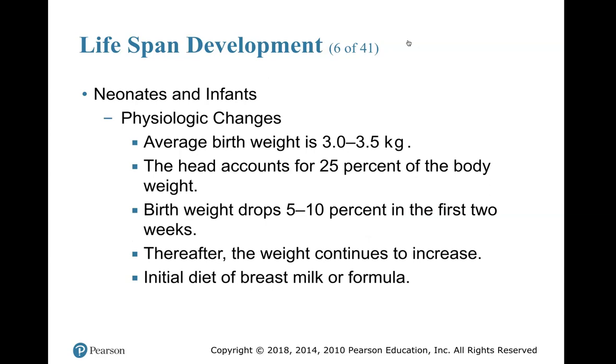Physiologic changes. Average birth weight is 3.0 to 3.5 kilograms. Remember, each kilogram is 2.2 pounds. The head accounts for 25% of the body weight. As we talked about earlier in anatomy and physiology, the head on children is a lot bigger.